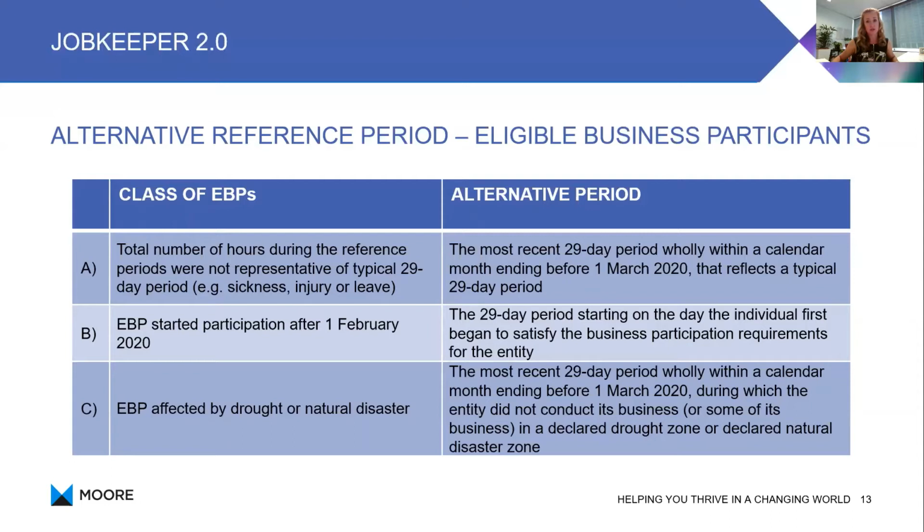So maybe it was a newer business, or maybe they're affected by drought or natural disaster, and fires might be a factor that meant their business was shut. And so proving that you worked the 80 hours in that 28-day or 29-day period might be quite difficult. So what you're going to do in those cases is they've given us the allowance similar to the employees to look at the most representative period in those circumstances, and that might be taking it back. And in some cases, if they started being an eligible business participant after, you'll be bringing into the period where they first satisfied those requirements. So there's some extra rules around that.